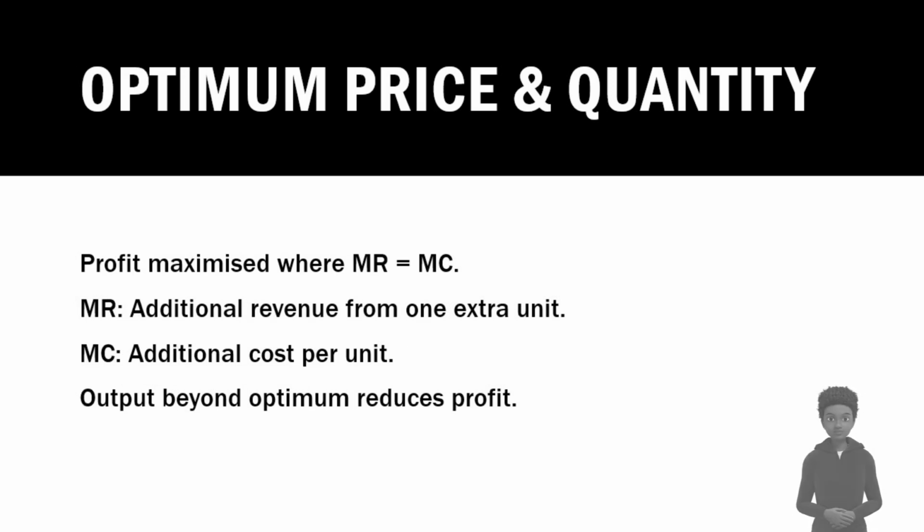Optimum price and quantity. Profit is maximized where marginal revenue equals marginal cost. Before this point, producing more adds profit. After this point, producing more reduces profit.